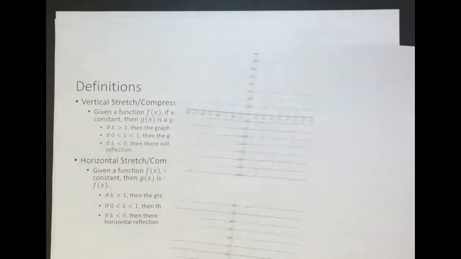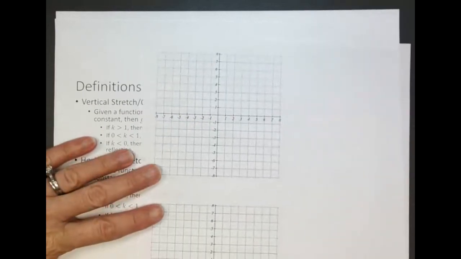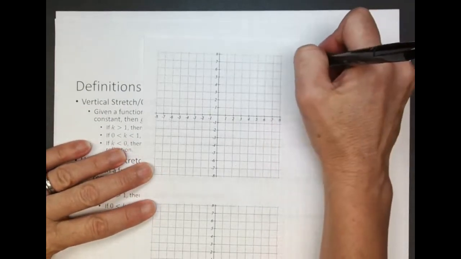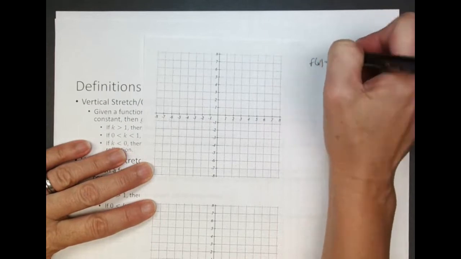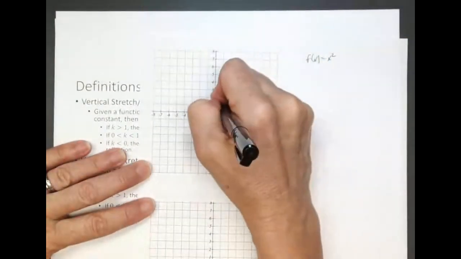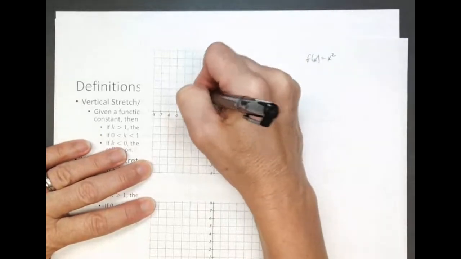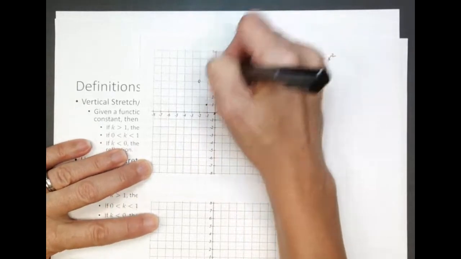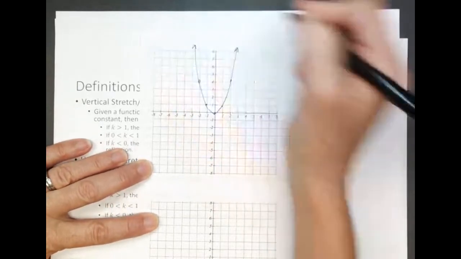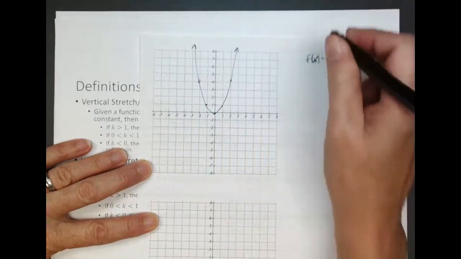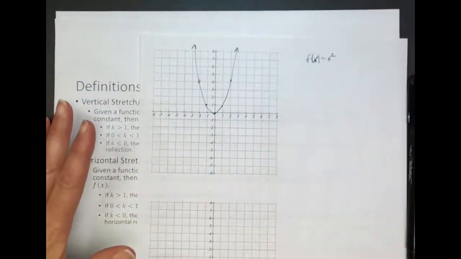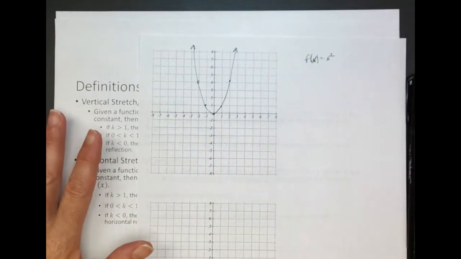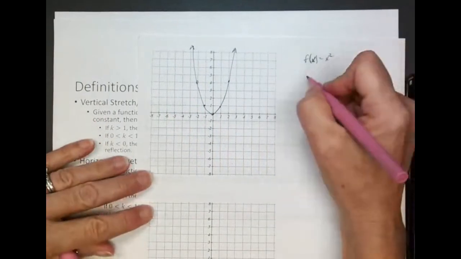All right, so let's look at an example. Should we use the x squared? I guess that one's good enough. Let's stay with that parent function, f of x equals x squared. All right, so that's going to look like this. Okay, there's f of x equals x squared. Now, if I want to stretch that graph out, we'll call that g of x.